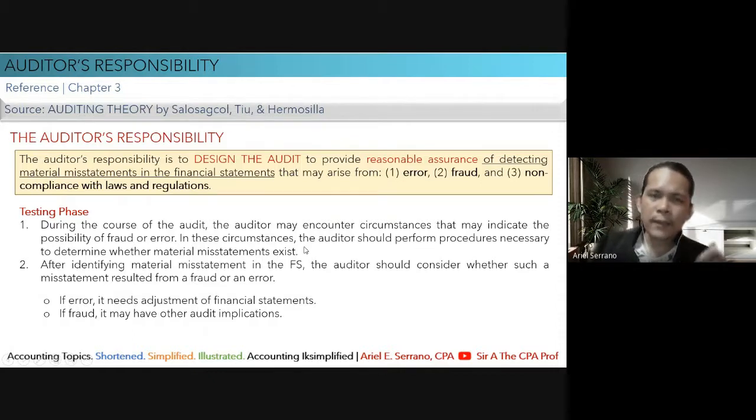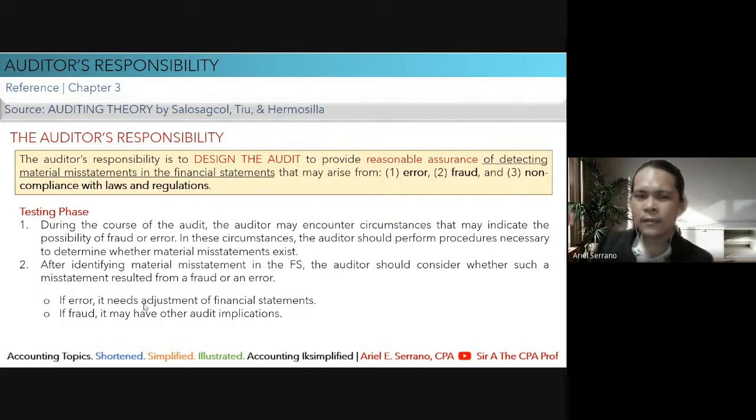Okay, now, kapag na-encounter natin yung ganong scenario, the auditor should perform procedures necessary to determine whether merong mga material misstatements. Now, after identifying material misstatements in the financial statements, the auditor should consider whether such misstatements resulted from a fraud or an error. Okay, we have to identify kung na-identify natin merong material misstatement, saan galing ito? Ito ba ay arising from fraud or error? If error kasi yan, kinakailangan natin ng adjustment sa FS sa mga balances. Pero kapag fraud yan, may iba pa yung mga audit implications. It will require us further audit procedures.